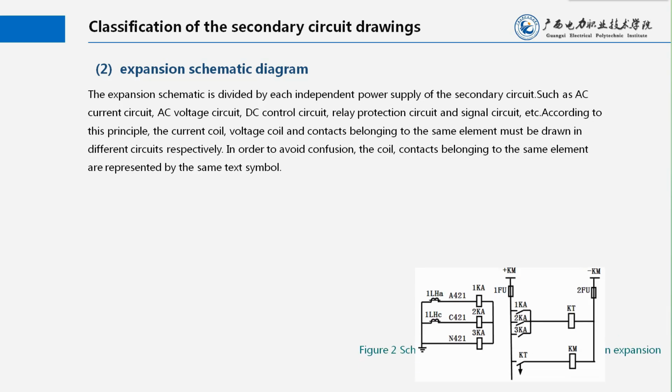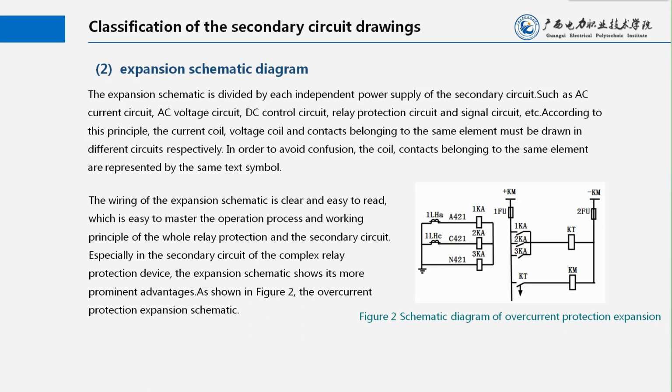The wiring of the expansion schematic is clear and easy to read, which makes it easy to master the operation process and working principle of the whole relay protection and the secondary circuit. Especially in the secondary circuit of a complex relay protection device, the expansion schematic shows its more prominent advantages. Figure 2 shows the overcurrent protection expansion schematic.